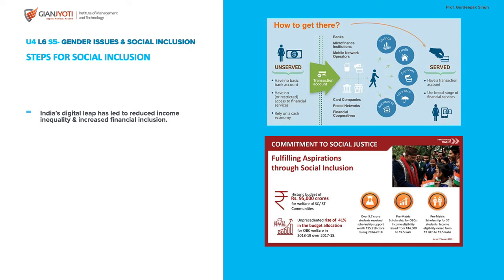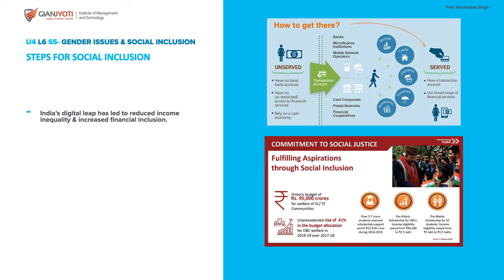So one of the initiatives by the Government of India has been the historic budget of 95,000 crores, which was set up for the welfare of scheduled caste and scheduled tribe communities. So this was also around a 41% increase for other backward classes welfare from 2018-19. So as a result, 5.7 crore students have received scholarships.